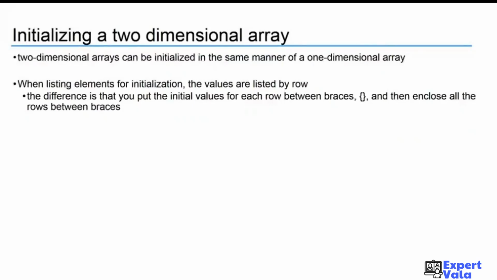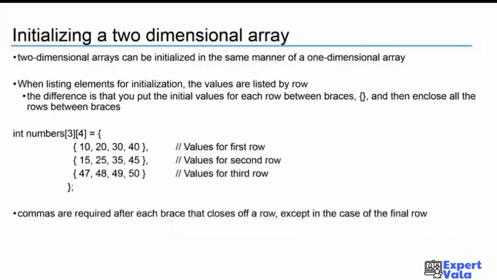And the difference here is that when you put the initial values for each row, you are going to do it between braces, curly brackets. And then you are going to enclose all the rows between braces. So it's going to look something like this. If we create an array of numbers, which is of 2 dimensions, 3 rows and 4 columns, and we want to initialize it, all you have to do is put the entire array inside a curly bracket and add an inner nested curly bracket for each row.